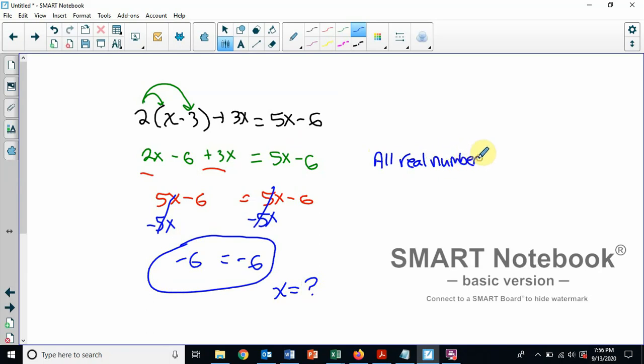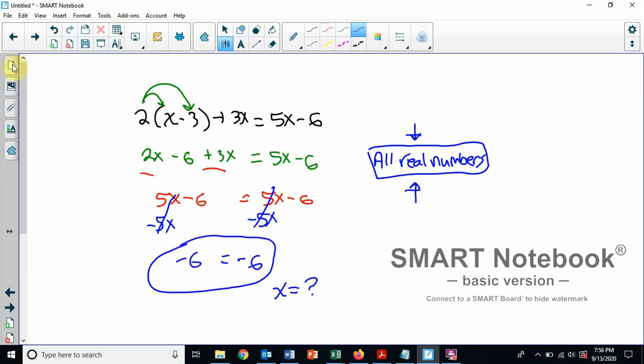So any number that you plug in to check, say I say pick your favorite number and plug it in to see if it's a solution, to see if it's true, and it will be true. So all real numbers is the case. That's what we will write for our answer, all real numbers. And that is when you solve this and the x's disappear, but you have a true statement.